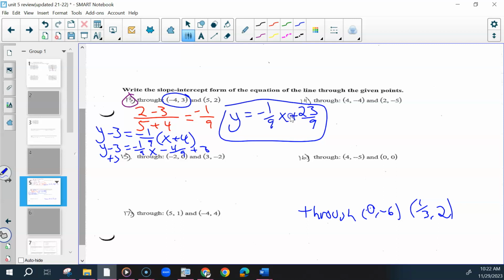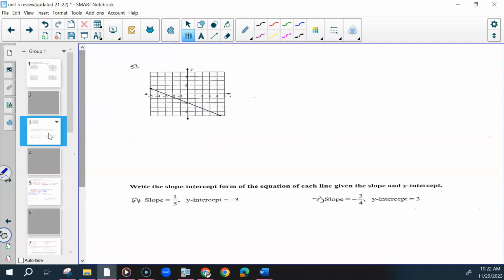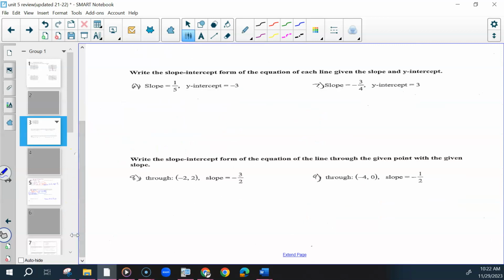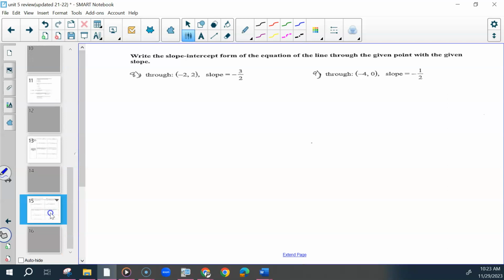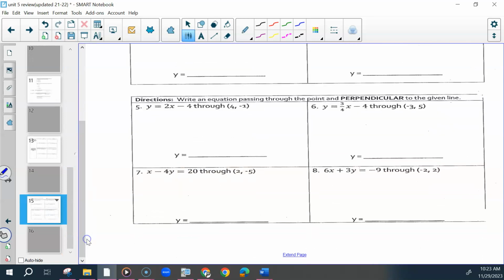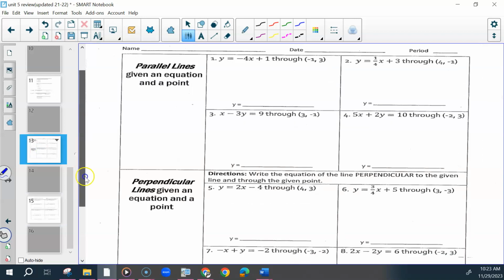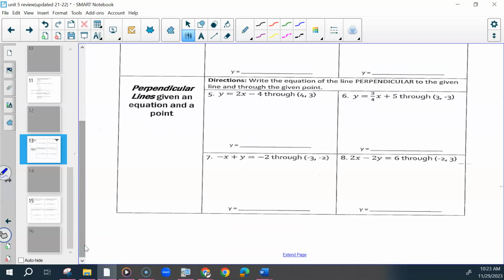Other questions? Can you go over number 8? 8. The last page. On the left. One. The one before that. This number 8. Okay.